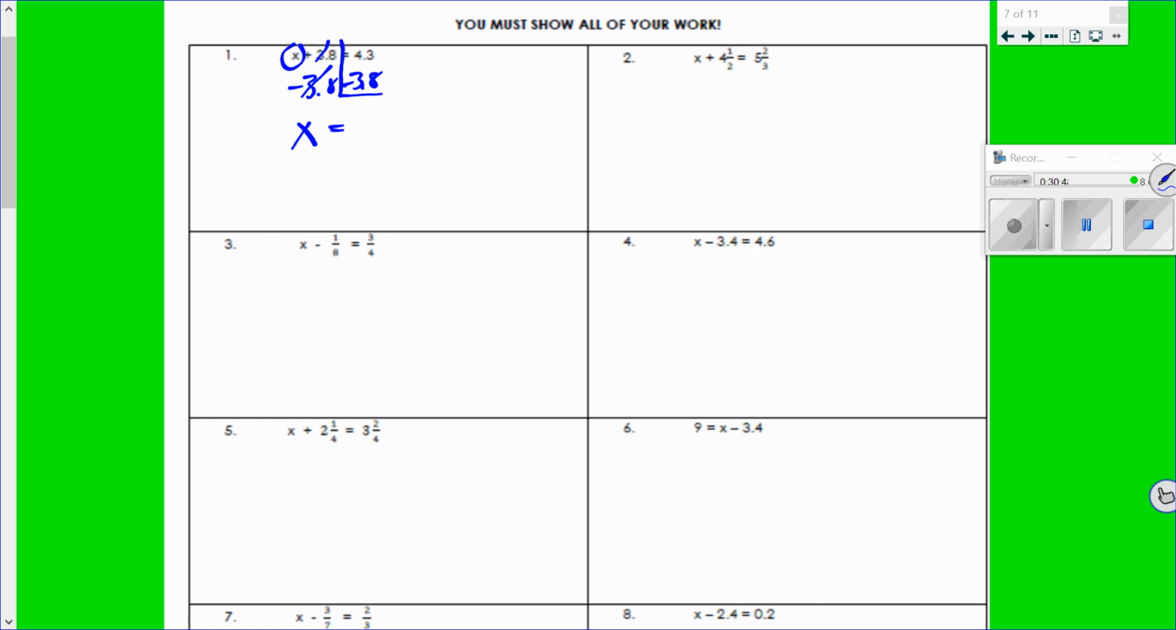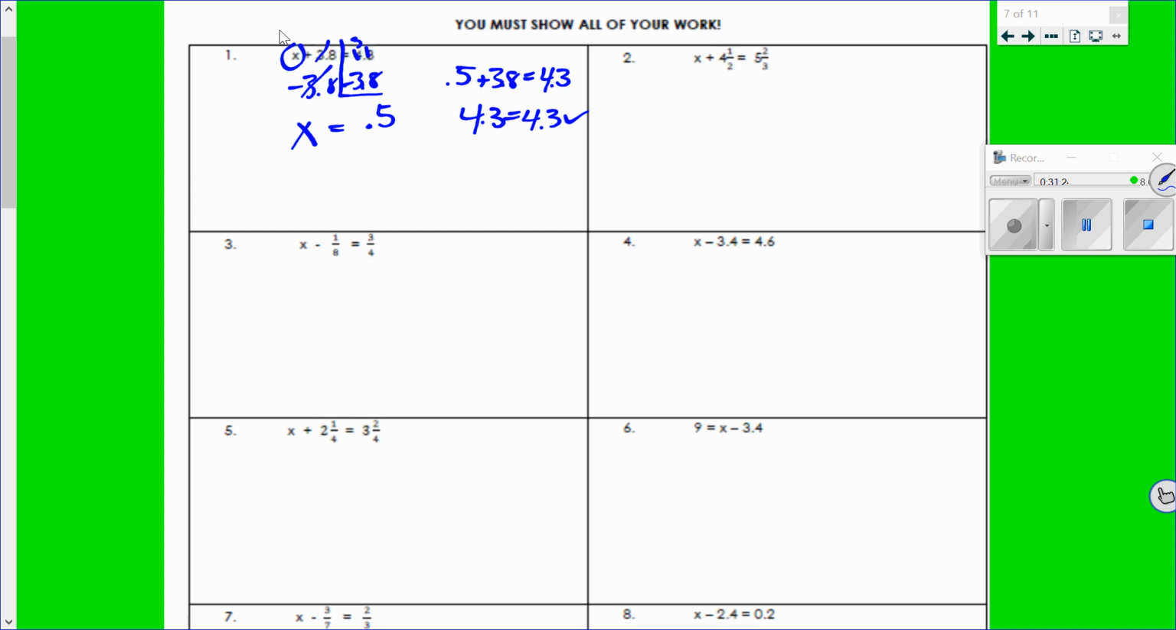To subtract decimals, what is my major rule? Line up my decimal places. Okay, so I line up the decimal place. I can't do 3 minus 8, so I have to borrow. 13 minus 8 is 5/10. My decimal comes straight down. 3 minus 3 is 0. So x is 5/10. Our second step is our check. 5/10 plus 3 8/10 equals 4 3/10. 4 3/10 equals 4 3/10. If I've done my check, I'm good.